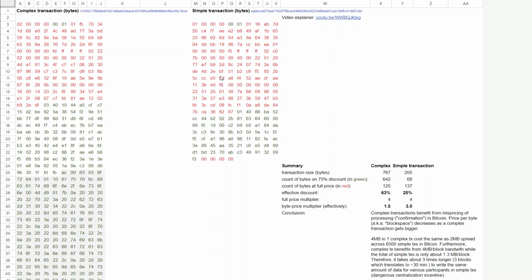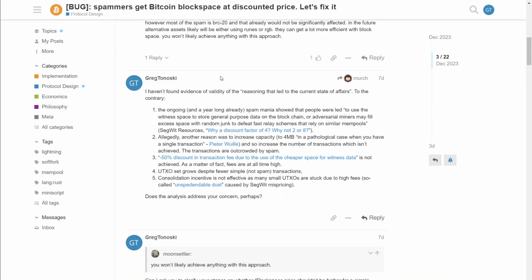Okay, so let's see what the response of part of the community, and Bitcoin Core developers in particular, was. So I opened the conversation, and first let's go over the motivations behind the introduction of the Segwit discount. I tried to find as many as I could and listed them here.